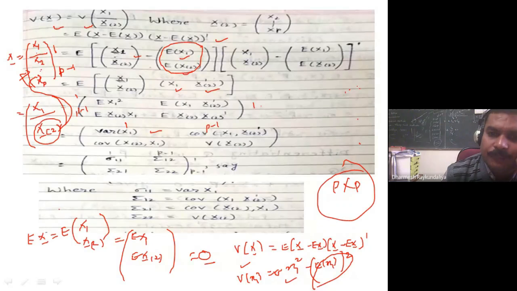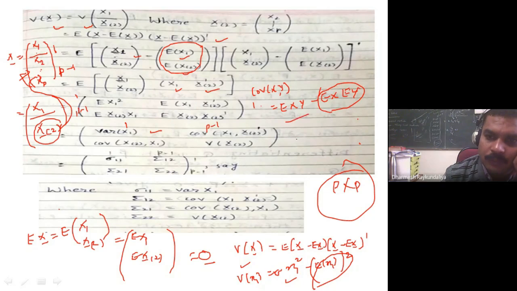What is the formula of covariance? Covariance of xy is nothing but expectation of xy minus expectation of x, expectation of y. So that is the same thing. Here x is x1 and y is x2 transpose. So it is expectation of x1 x2 transpose minus expectation of x1, expectation of x2 transpose. But what is expectation of x1? It is zero. Expectation of x2 transpose is also zero. So this quantity vanishes.